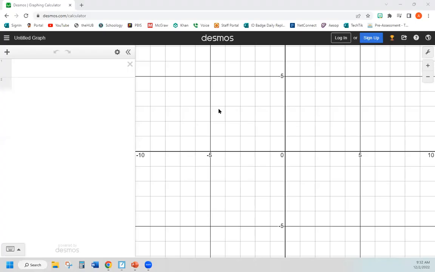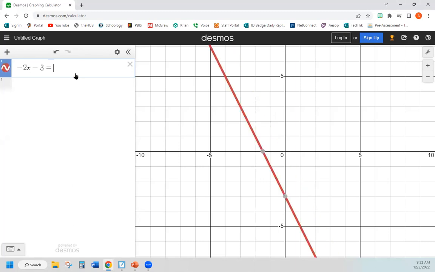All right, we should be in Desmos now. What I need to do is write the equation. The equation is very simple, the very same one that was given to us: negative 2x minus 3. I'm using the keyboard to do this. So negative 2x minus 3 equals y. That is the original equation that was given to us.